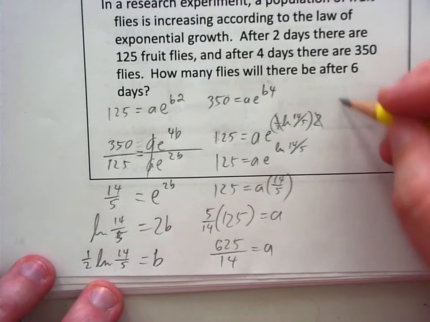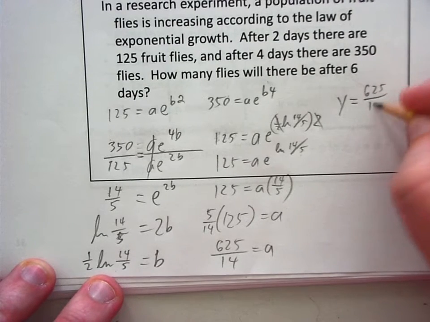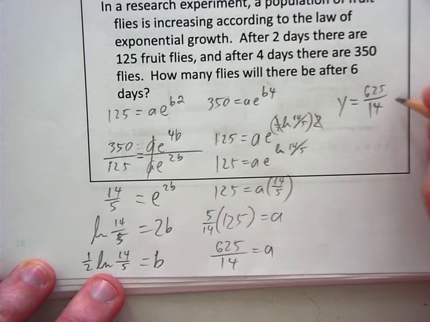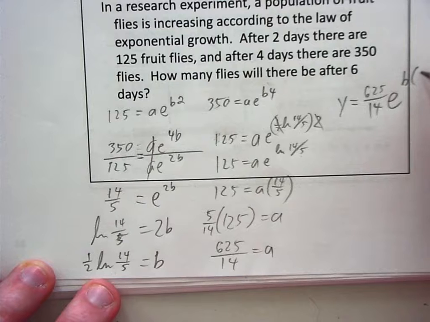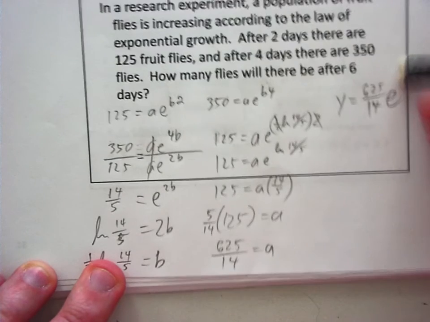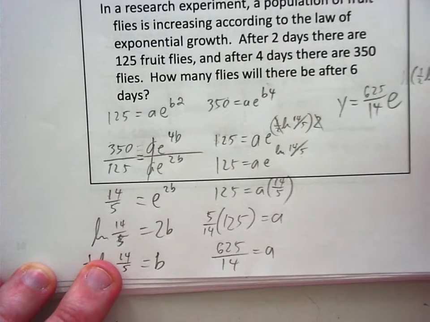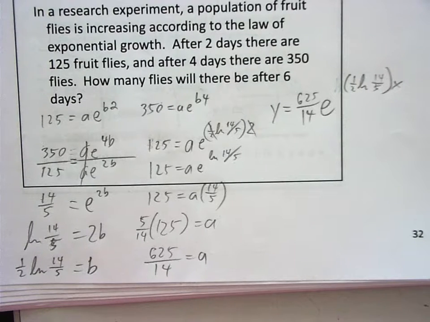So then I'm going to write my equation with those in there. Y equals, and I'm going to leave them that way. 625 over 14, because that won't simplify at all, times e raised to the b times, where was I? 1/2 ln of 14/5. Oh, not b. Sorry, that is b. Put the x after it. Okay. Now I finally got an equation of the model to work with.